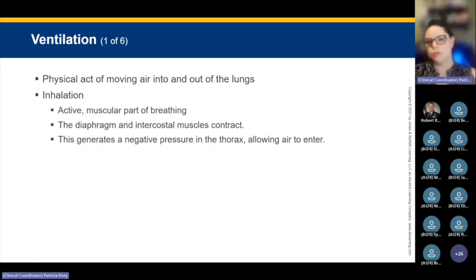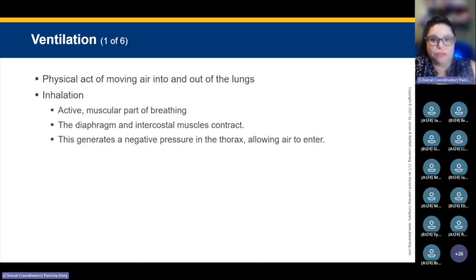So I want everybody to stop what you're doing. I want you to take a deep breath. I mean, a deep breath. I want your stomach to move. I want you to feel the intercostal muscles contracting and pulling the diaphragm down and creating that negative space so that your lungs can fill. Go ahead and do it. Go. And now release. Okay.